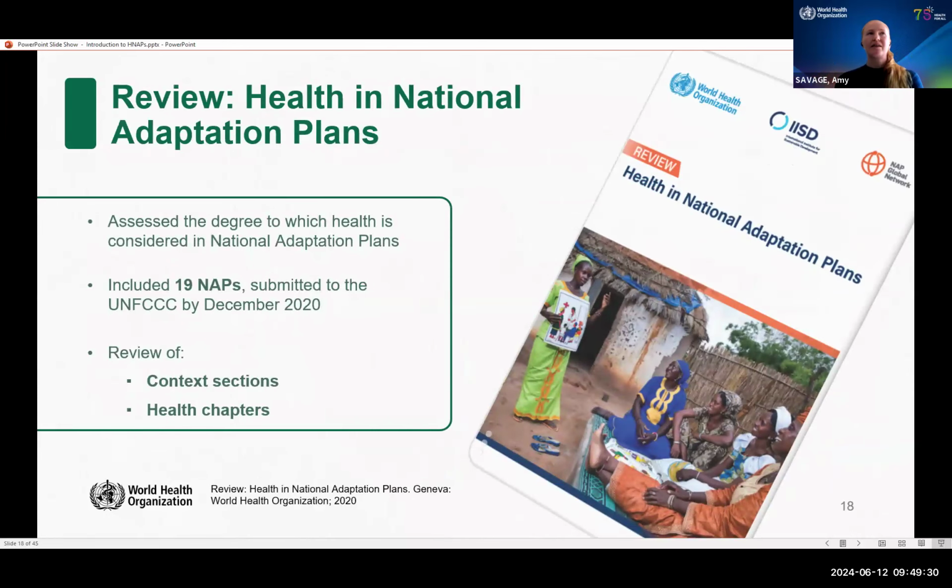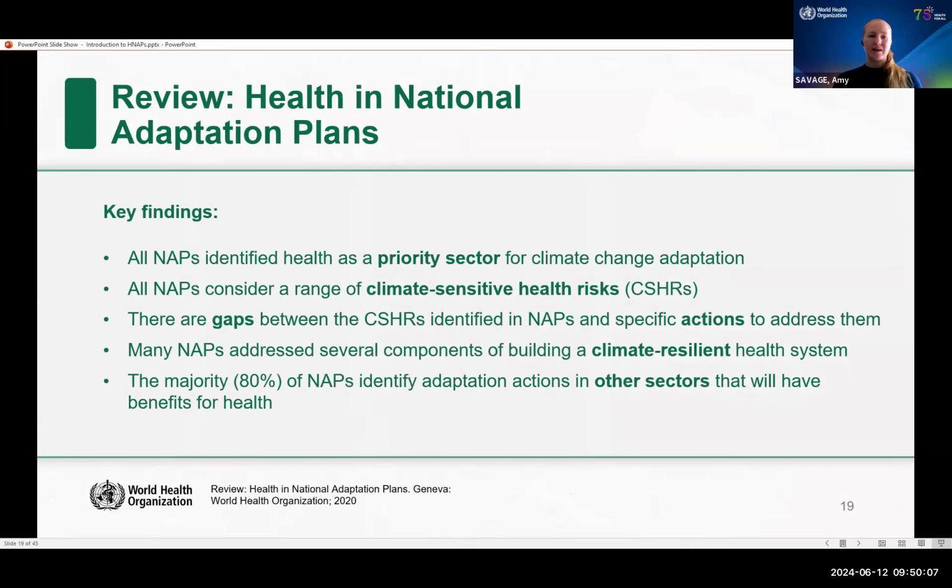using the HNAP as the guide. And just as a little bit of background, to understand a little bit more how health fits into the National Adaptation Plan, we did an assessment. It's a little bit outdated now. We are updating it this year, but we did this assessment in 2020 to understand the degree to which health was already included in national adaptation plans. So we included all 19 national adaptation plans that had at that time been submitted to the UNFCCC. We had a look at the context sections and the health chapters to assess the degree to which health was integrated in the national adaptation plans.